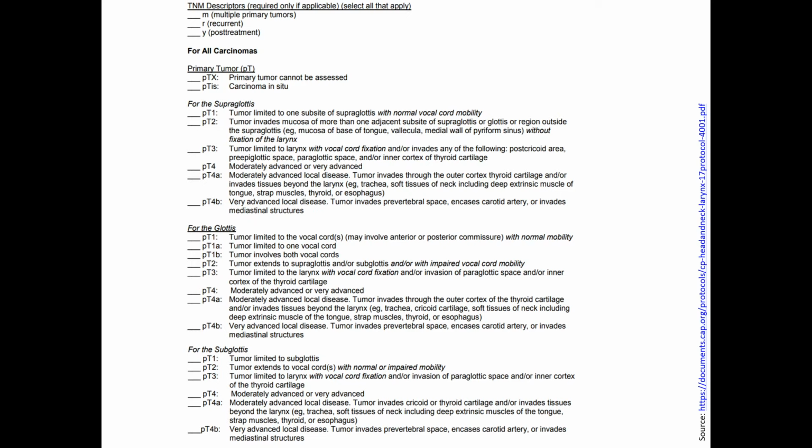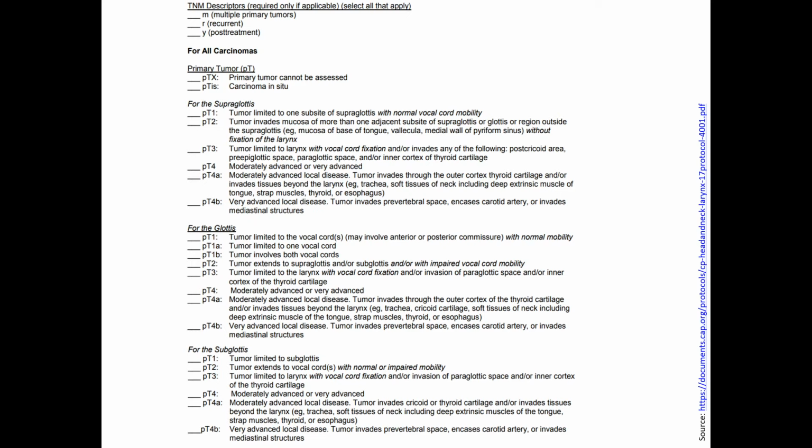And then as far as trying to figure out the T stage, I'll be quite honest, I have to look it up every time because I don't see them frequently enough, and I can't remember which category, because supraglottis, infraglottis, and glottis are different. I can't remember which structures are involved in which, depending where it is. As a general rule, the deeper it goes, the higher the stage. And once it involves either the prevertebral space or the carotid artery, or if it extends into the mediastinum, that's a T4B automatically on every level.